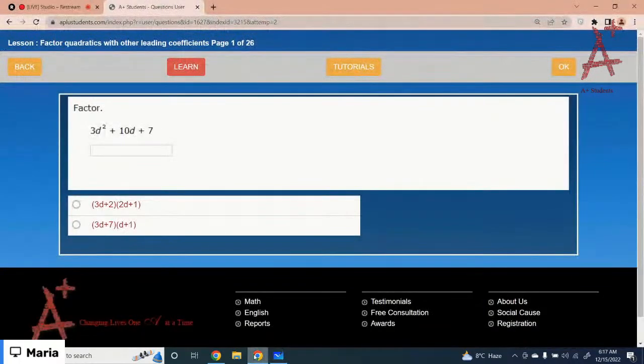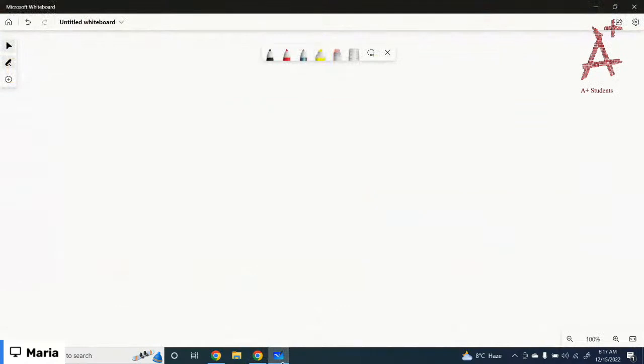Okay, it is 3d square plus 10d plus 7. Got it? You have the coefficient of the d square, which is actually the leading coefficient. You have to multiply the coefficient 3 and the 7. So you have to do 3 times 7. 3 times 7 is 21.